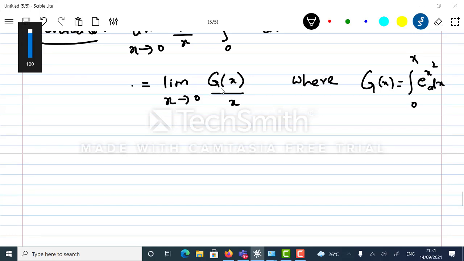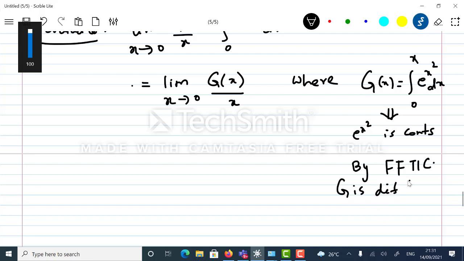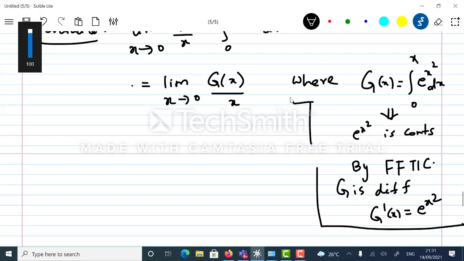So it is very clear that this e raised to x square is an exponential function, is continuous. So if it is continuous, then this G of x is an indefinite integral of this. So by first fundamental theorem of integral calculus, capital G is differentiable, and G dash x is basically my f of x, but f of x is equal to e raised to x square only. So here I can apply the first fundamental theorem of integral calculus.